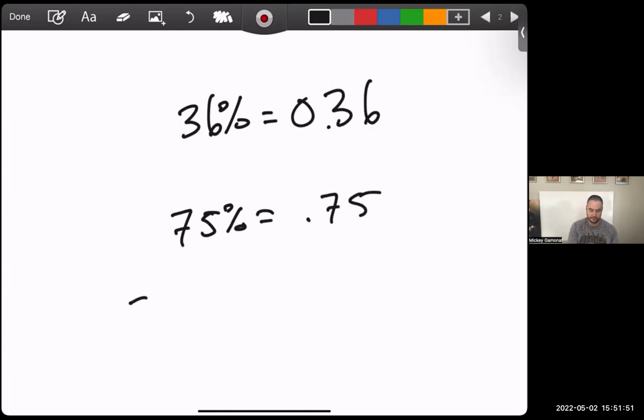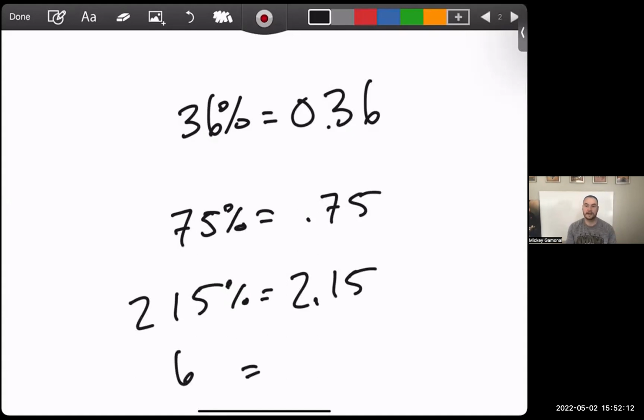But what happens when we do 215%? Well, now we have two wholes, which is 100% of something. So that's going to be 2.15. That's how you convert percents to decimals. Converting percents to decimals and decimals to percents, pretty straightforward, pretty easy stuff. If I have 6, we would think of that as $6, 6 wholes. So that would be 600%.